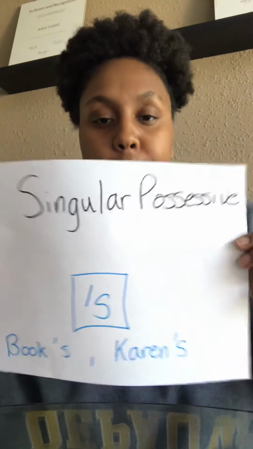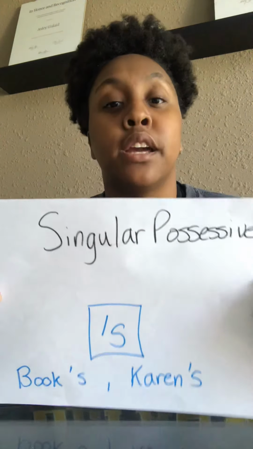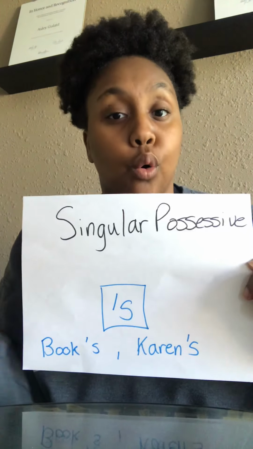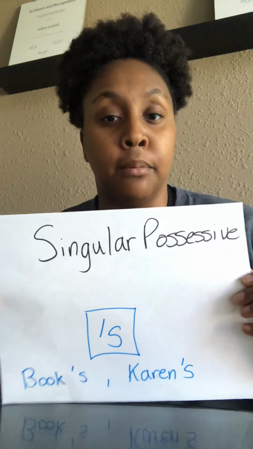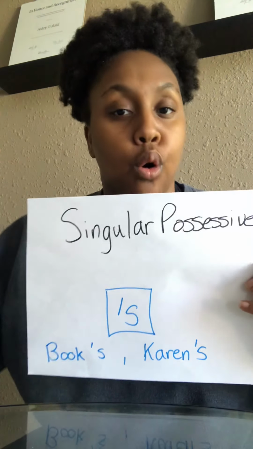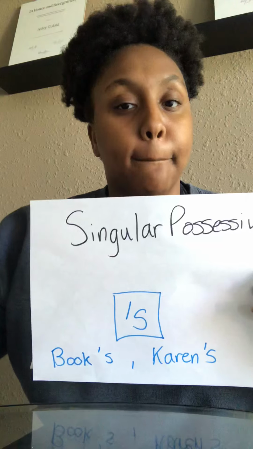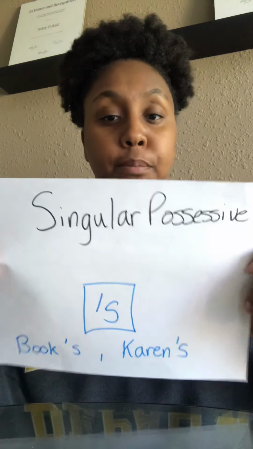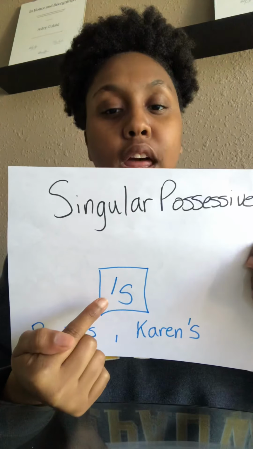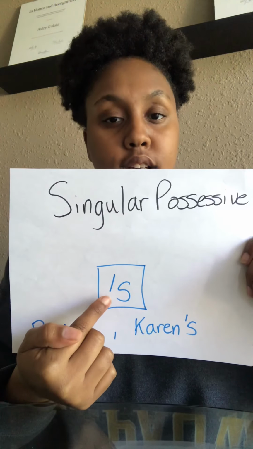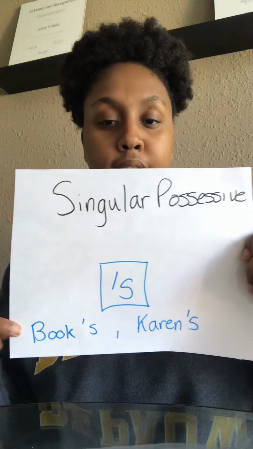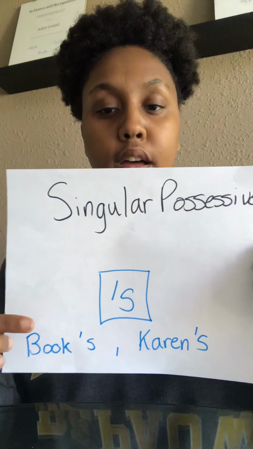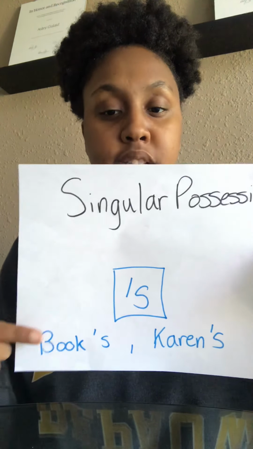So how can I identify singular possessive nouns? A singular possessive noun, singular meaning one thing or one person. Again, singular means one thing or one person. Good job. So a way to identify a singular possessive noun in a sentence is if I see the apostrophe S. So look at my examples. Remember, a way to identify this is the apostrophe S.